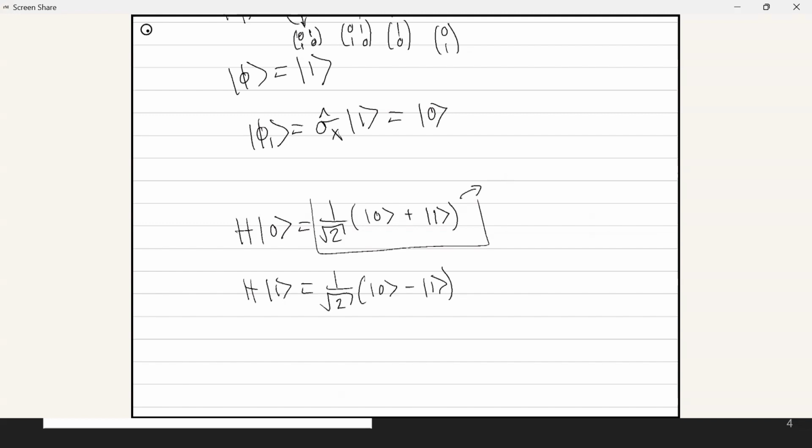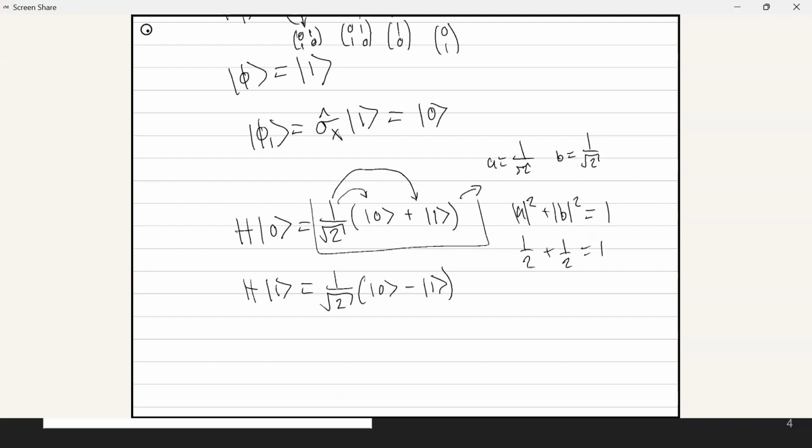You can just distribute this, and you'll get that a equals 1 over square root 2, and b also equals 1 over square root 2. So then a squared plus b squared equals 1. 1/2 plus 1/2 equals 1. Does that make sense so far?